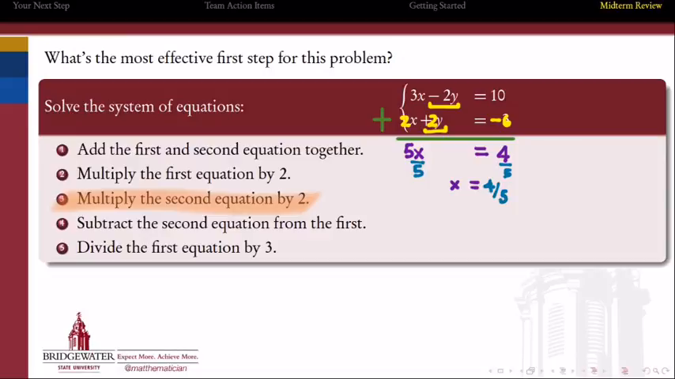By the way, once I find out that x is equal to 4/5, what else do I have to do before I've finished solving this problem? Solve for y. Yes, don't forget to solve for y. Don't get so wrapped up in your success in finding one of the variables that you forget to also find the value of the other. But the hardest step in a system of equations is getting rid of one of the variables in some way. And to do that in this case, the most effective first step is to multiply that second equation by 2 to make the coefficients of y equal and opposite.